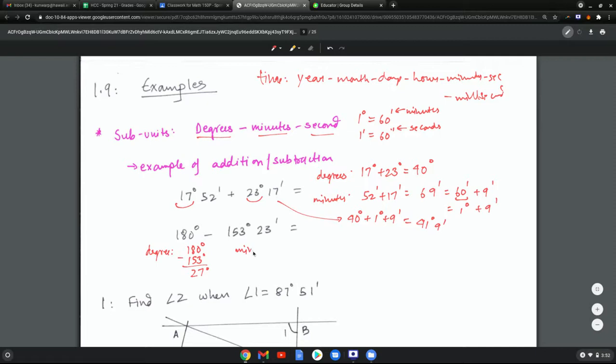Now, with the minutes, when you subtract, you have to be careful because there are no minutes here. But that means I'm subtracting from 60 minutes. Now, when I subtract this, it's going to be 37 minutes. But now I have to be careful because I removed 1 degree from here. So I have to reduce 1 more degree. So this is actually 27 degrees minus 1 degree and then 37 minutes. So that's like saying 26 degrees and 37 minutes. And you can verify. When you add these, you should get 180. 26 plus 153 is 179. And 37 minutes plus 23 minutes is 60 minutes, which is 1 degree, giving you 180.